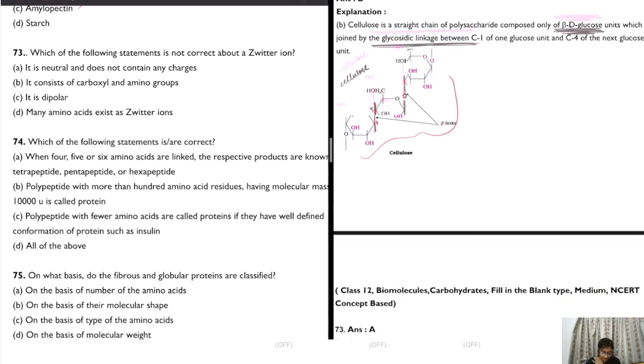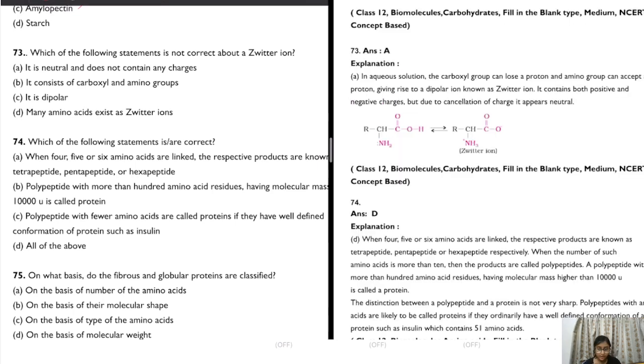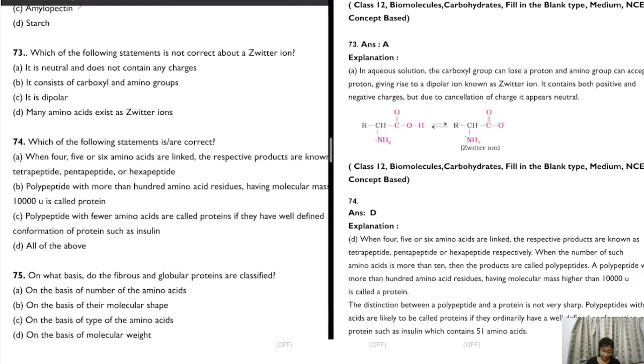Which of the following statements is not true about the zwitter ion? Right? What is a zwitter ion? It is a dipolar species. It contains negative and positive charge simultaneously. Okay, it has both. Like NH3 positive, the group can be like this, and COO negative. Okay, so let's see the options.